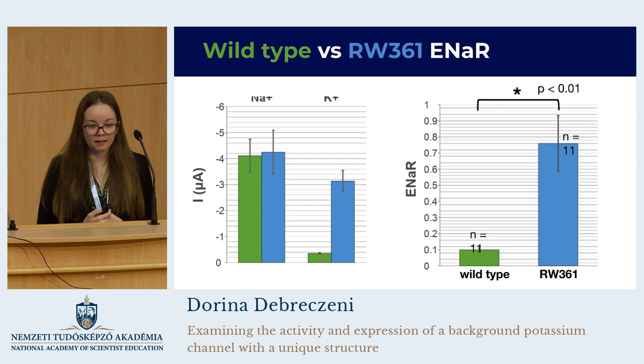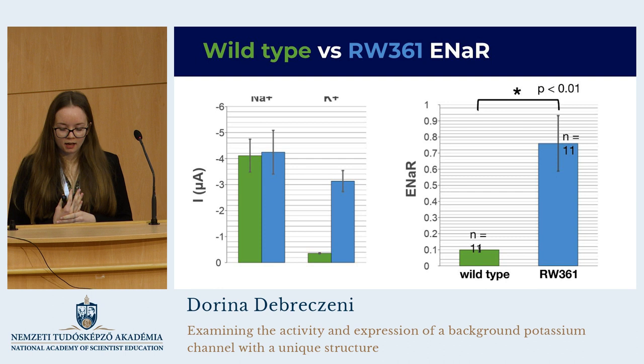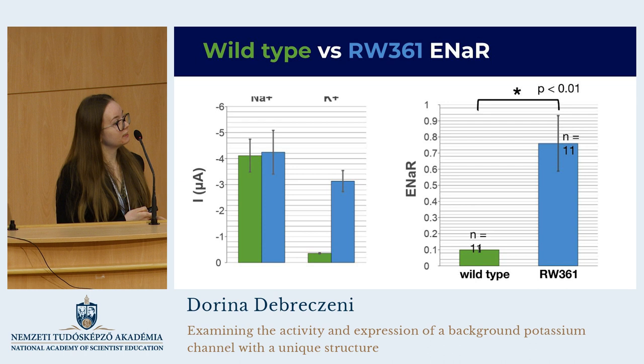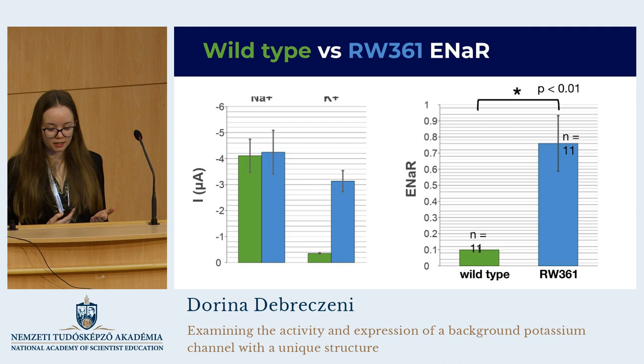To our surprise, the RW mutant showed an enormous, more than sevenfold increase in the NR value. This means that the RW mutant has a significantly higher basal activity compared to the constitutively active wild type group. By comparing the conventional and the NR measurements, we can conclude that this RW mutant is a channel with low expression but high activity.